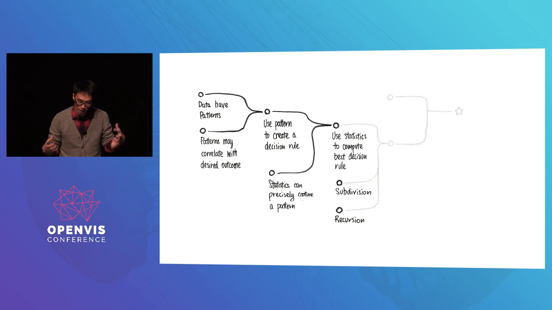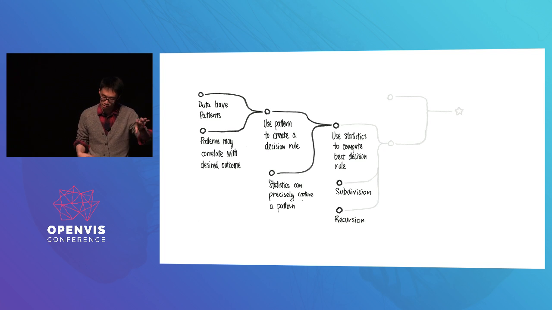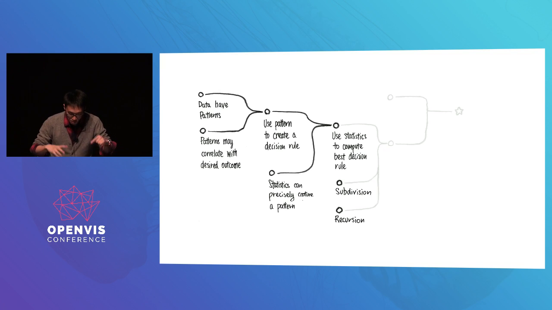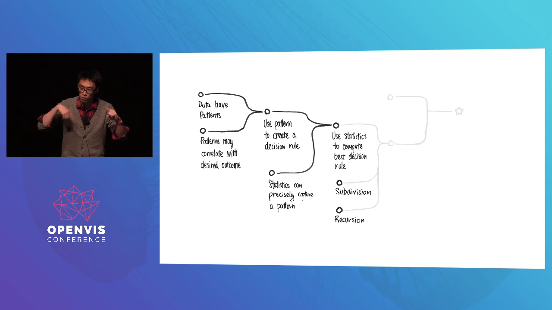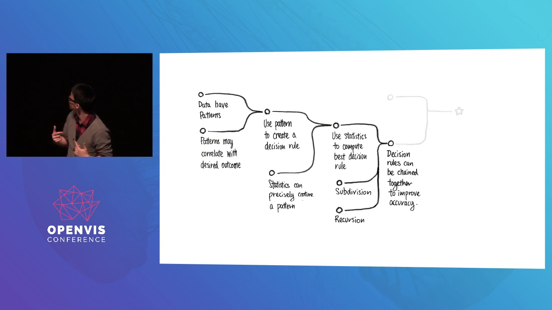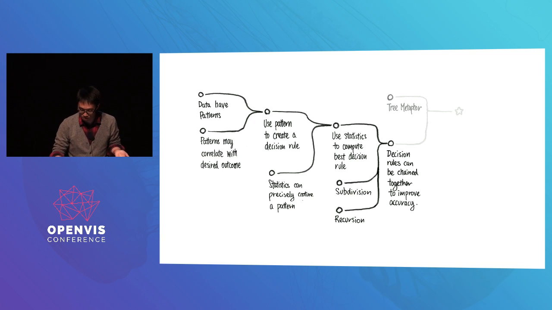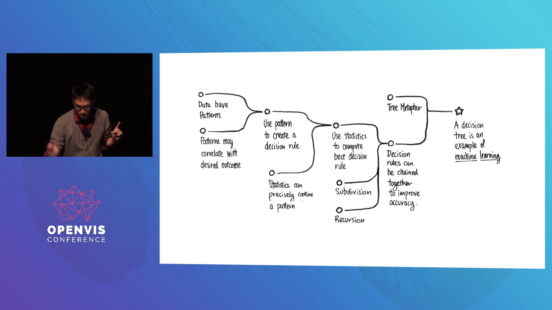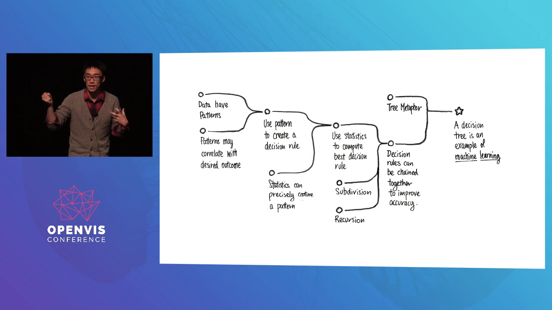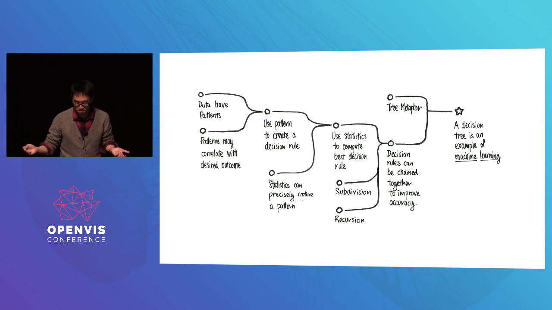And then I can say, hey, if I combine that idea of using statistics and saying, oh, I'm going to subdivide things, and I'm going to do this over and over and over again, suddenly I get to this idea of decision rules can be chained together to improve accuracy. And that's where the tree notion comes from. Well, I actually skipped ahead. And then I add the idea of like a tree metaphor. Now you have a decision tree. This is roughly the dependency tree of the idea of a decision tree.